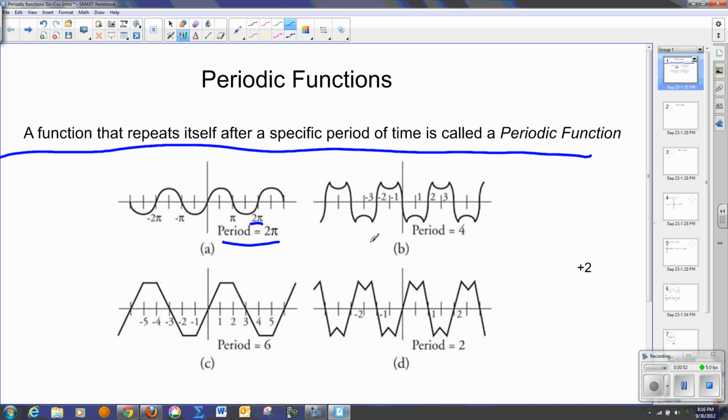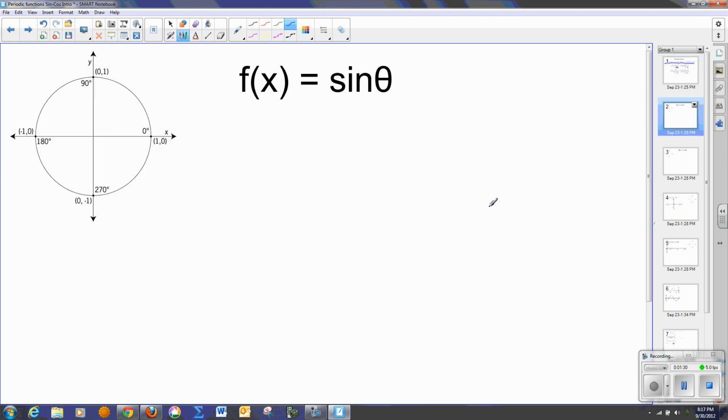Now, if you look at this tooth-looking figure, it goes down, up, and then starts repeating itself down again in 4 units of time. So we call that its period. This trapezoidal looking thing goes up, down, and up once again, and it does that in 6 units, so that's its period. And this little jigsaw goes up, down, and repeats in 2 units of time, so that's its period.